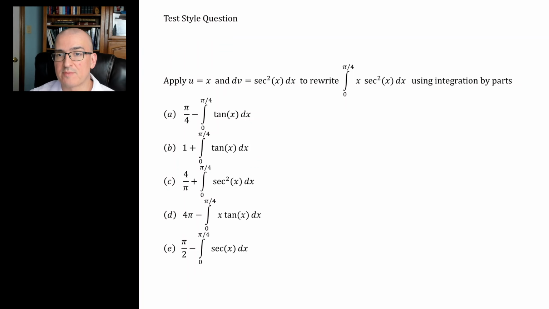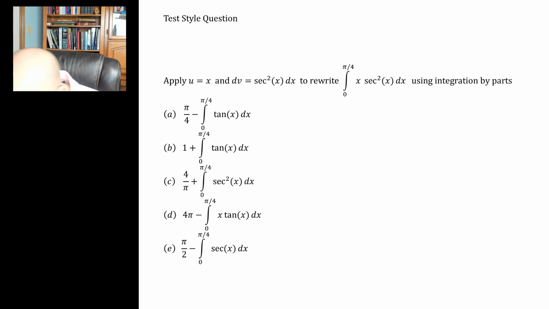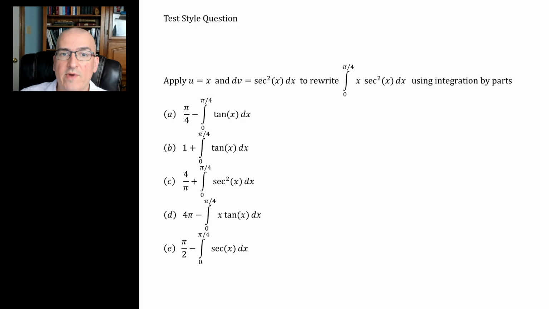So in this example, integral from 0 to pi over 4 of x times secant squared of x, we're asked to use integration by parts with u equals x and dv is equal to secant squared, and identify which of these expressions is equivalent to that. So it's taking away the component of the problem where you have to choose the strategy and just focusing on the execution of the strategy, and only the first step of that execution.